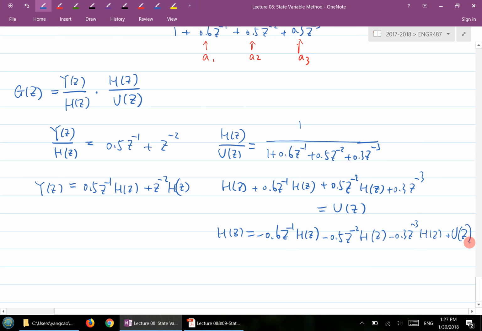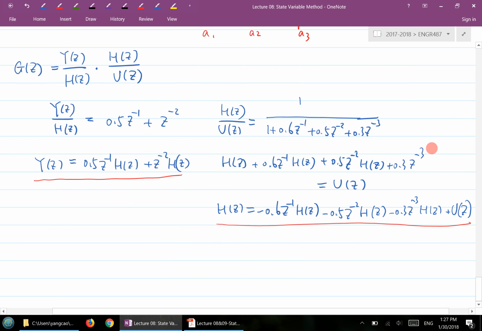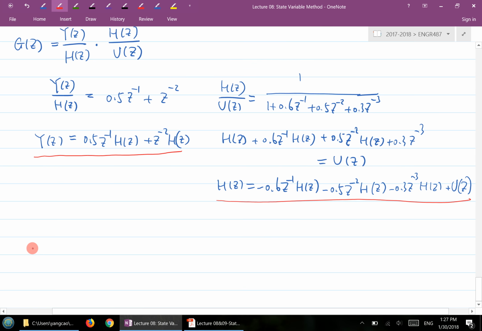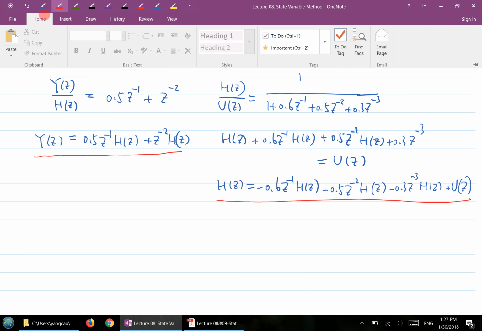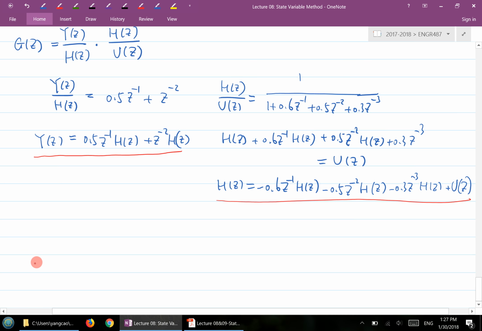Good? Okay, so basically we end up with two expressions like this, two expressions like this. So from here, now I'm actually ready to build this simulation diagram. So let's see how I can build the simulation diagram. So remember, input is u of z. The input is u.